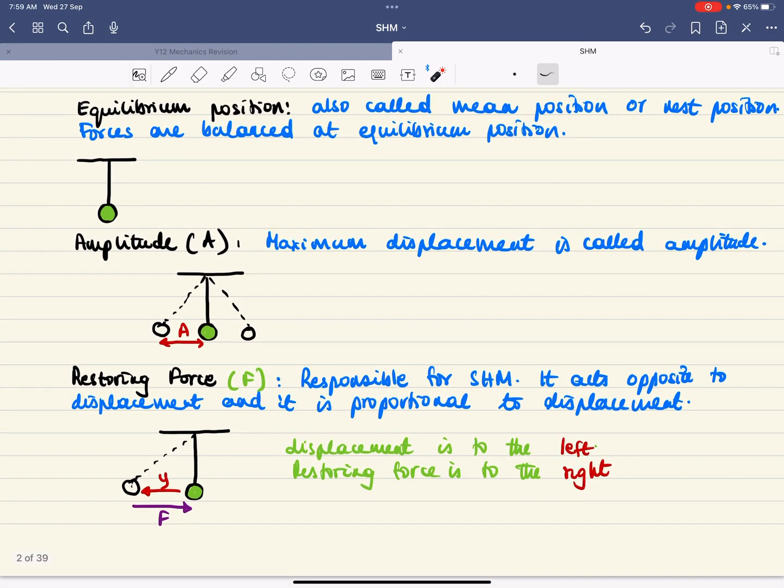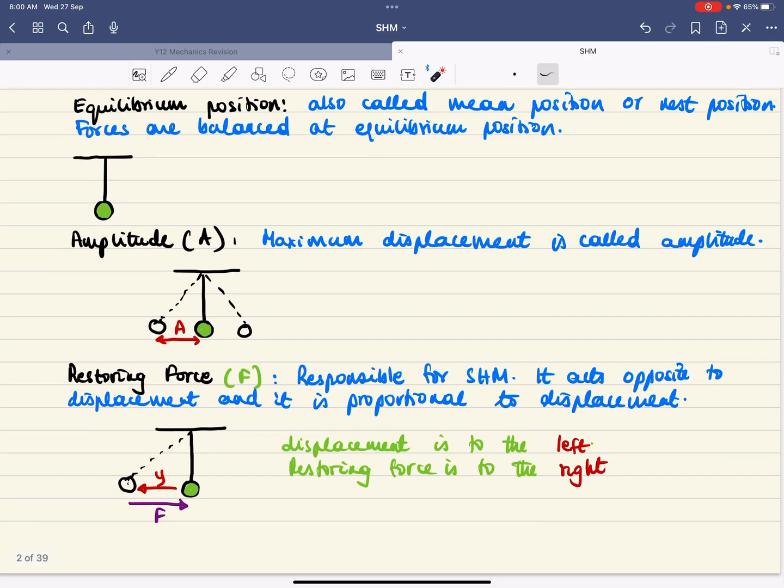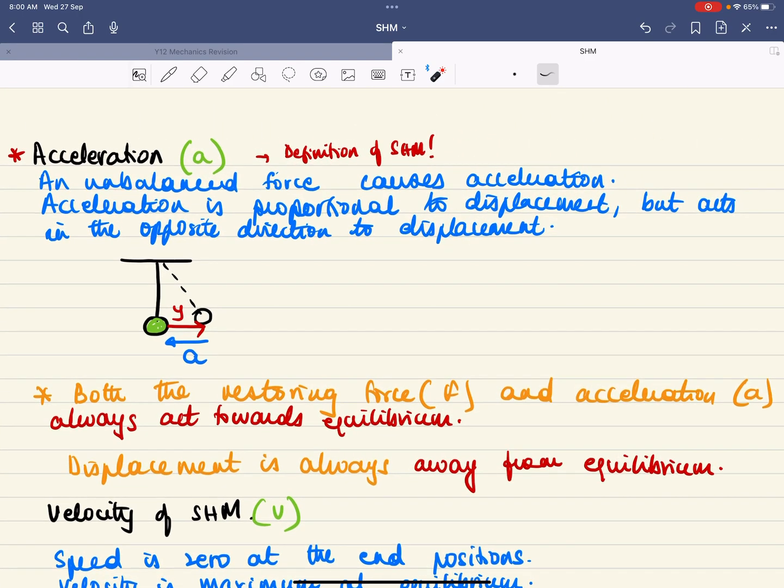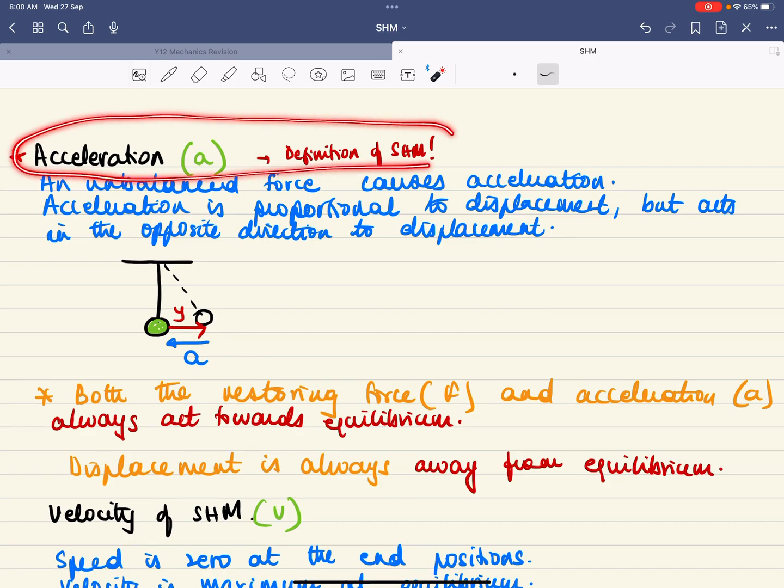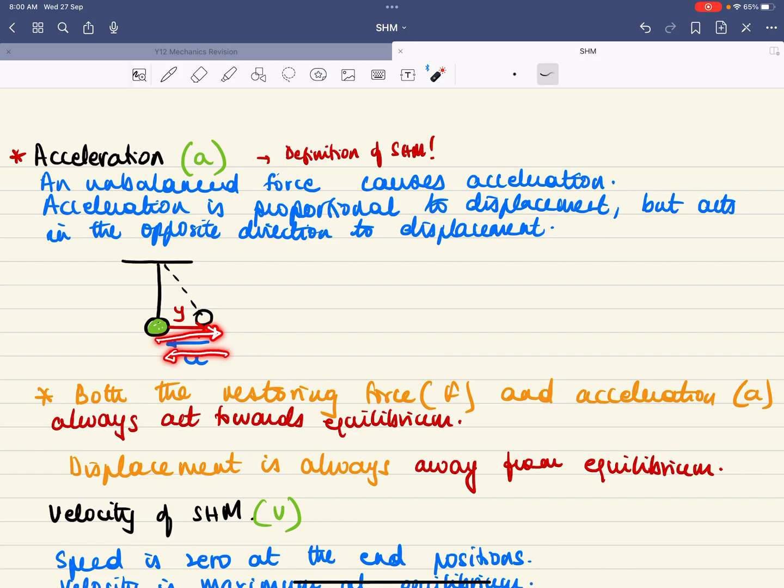Restoring force is responsible for simple harmonic motion and it acts opposite to displacement. So if you pull something to the left, the restoring force will bring it back to the right. Then acceleration, which is really important because this is what defines simple harmonic motion. Acceleration is always caused by an unbalanced force. The acceleration is proportional to displacement, but it acts in a direction opposite to displacement. So if you pull something to the right, the acceleration is to the left.